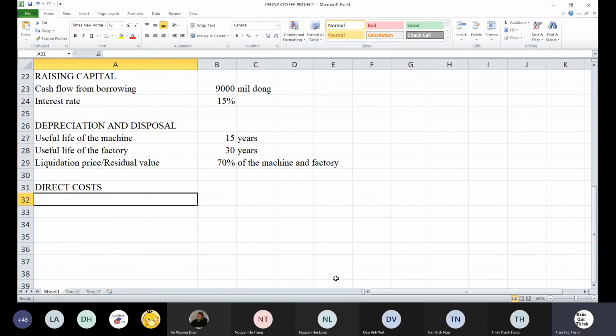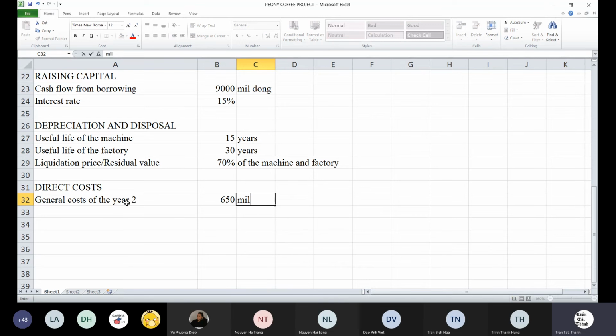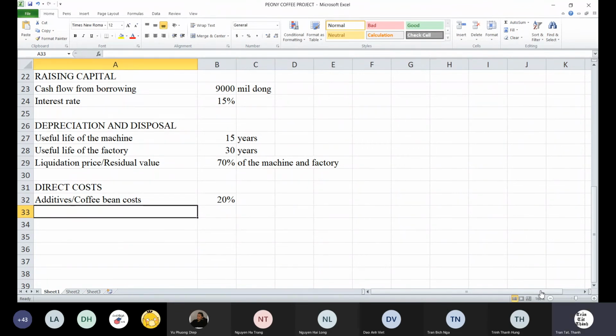Very fast. Okay, now indirect costs. We have the administrative costs, the general costs of the year, which is going to be $650 million. Oh, sorry, direct is indirect. Additive over coffee bean cost is going to be 20% of the coffee bean costs. Direct labor costs over coffee bean costs.